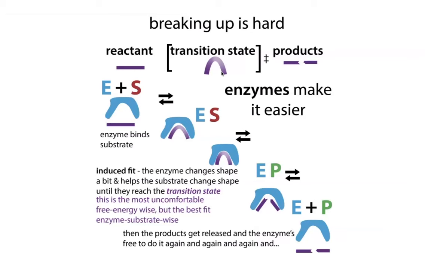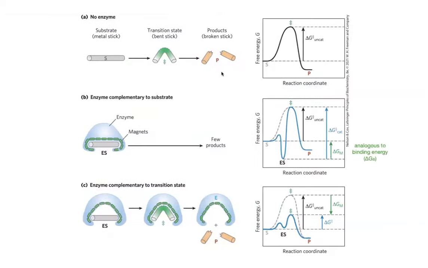And instead of the key being in its normal key form, it's in this bent form, or whatever. Hopefully you know what I'm talking about. Basically, we want to stabilize that transition state.